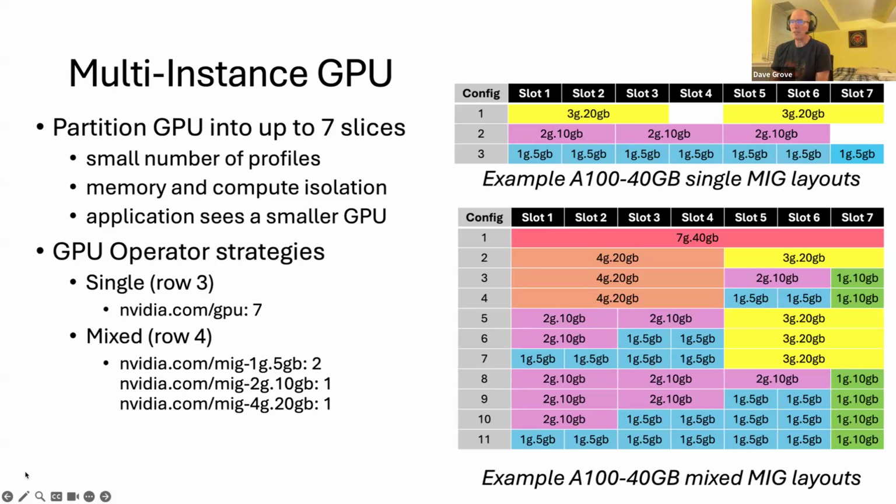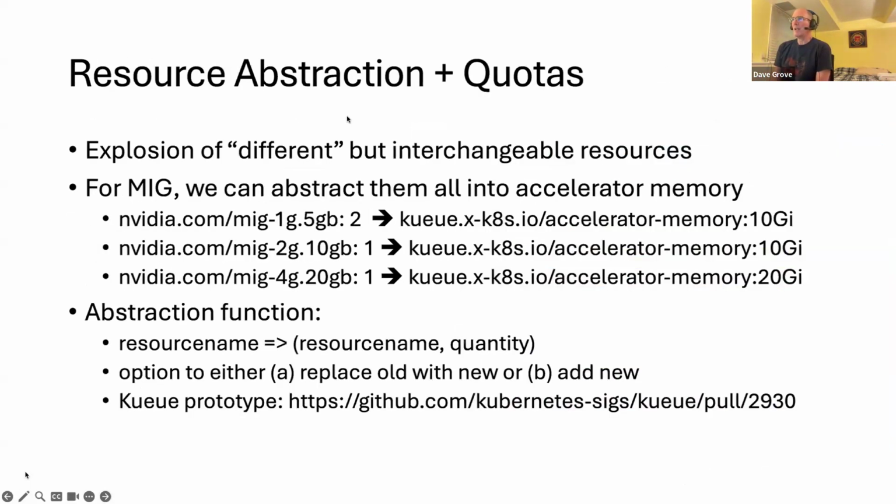The thing that's unfortunate is that when you do that, what the GPU operator exposes to Kubernetes as the available resource on the node is something like the following. If I picked row 4, where I want a 4G 20 GB, two of the 1G 5 GB, and one of the 1G 10 GB, then my node has three different resources with these odd names, where the name encodes both the compute piece, which is the 1G, and the memory, which is the 5 GB. That's what gets exposed. If you want to do resource management for that, you basically have this explosion of different but interchangeable resources.